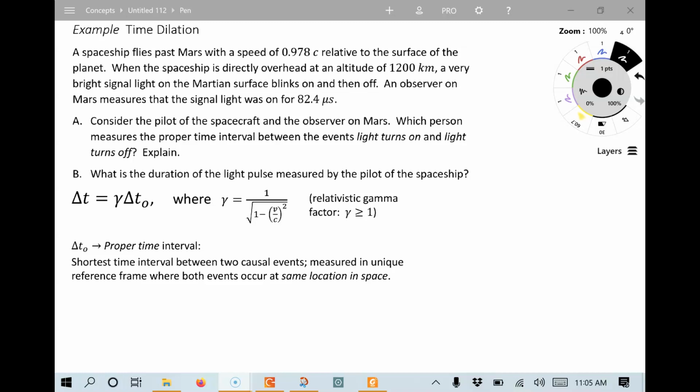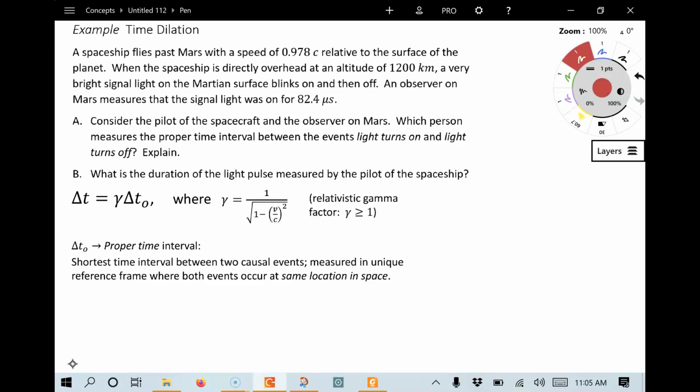Now let's look at the definition here for proper time interval, because this is really important. It says the proper time is measured in the unique, which means the single, reference frame where both events occur at the same location in space. Now, an event in special relativity is just a space and time coordinate. And two events mean that you have two separate things that have occurred in space and time. In this case, it is the flashing on and then off of the light.